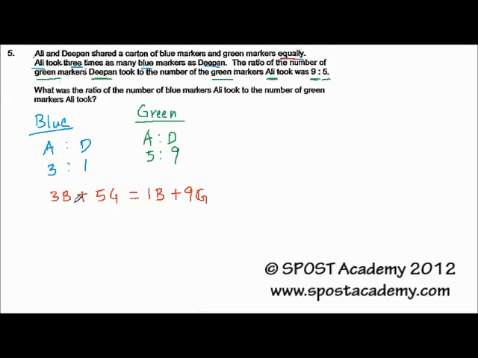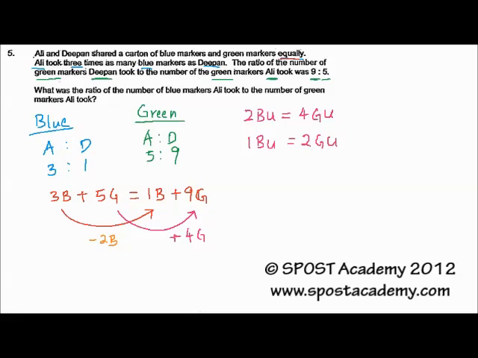If you look from this equation, you realize that from 3 units of blue markers, I drop down to 1 unit of blue markers, I actually reduce 2 blue units. And this resulted in an increment of the green units from 5 to 9. So there's an increment of plus 4 green. That means that if I were to exchange 2 blue units, I will get 4 green units. That is to say, 2 blue units is actually equivalent to 4 green units. That means 1 blue unit is equivalent to 2 green units.